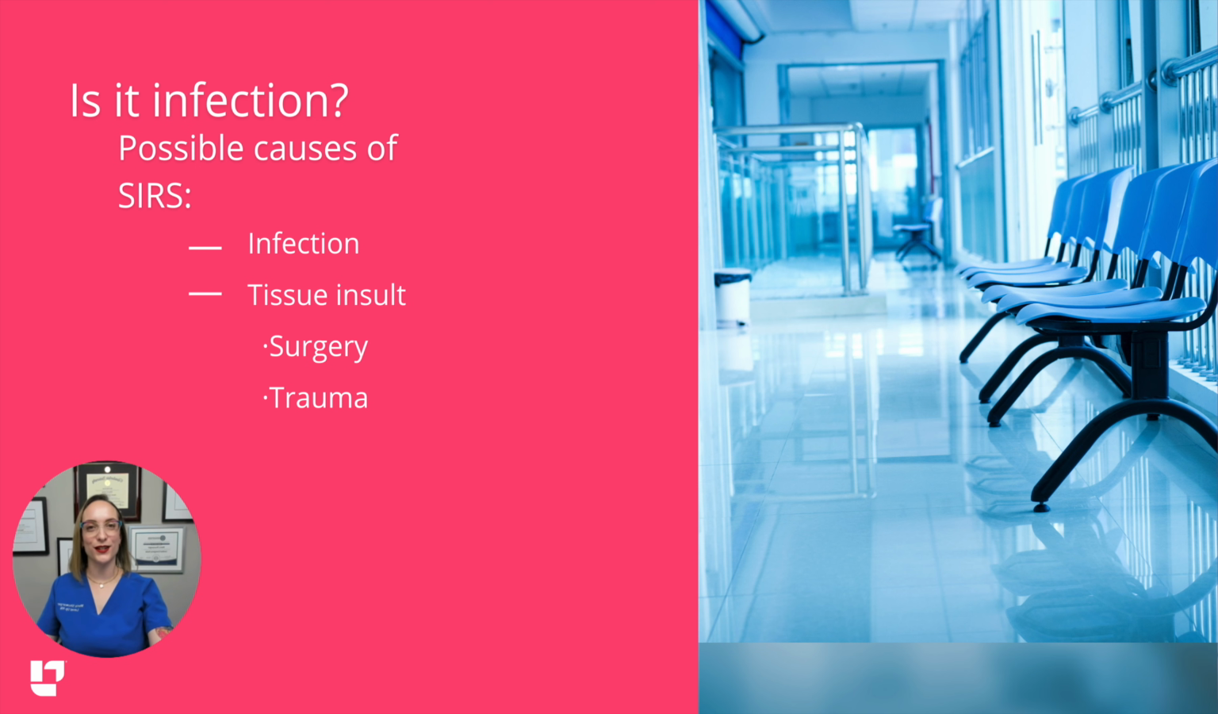What else can cause SIRS? Ischemia. So any form of ischemia can cause this sort of systemic response. So this could be your patient who is having an ST elevated myocardial infarction. This could be your patient who was suffering a crush injury and they have ischemia to that leg. All of these types of tissue ischemia can cause SIRS.